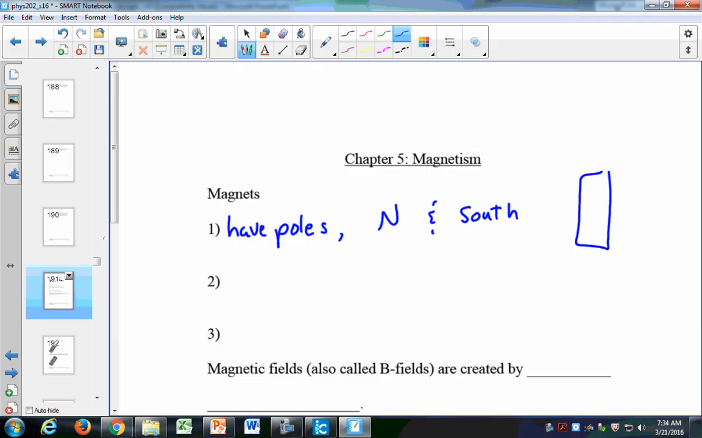You've seen a bar magnet, I'm sure. A bar magnet has a north and a south pole. If you have these poles, the like poles repel one another. Opposite poles attract.